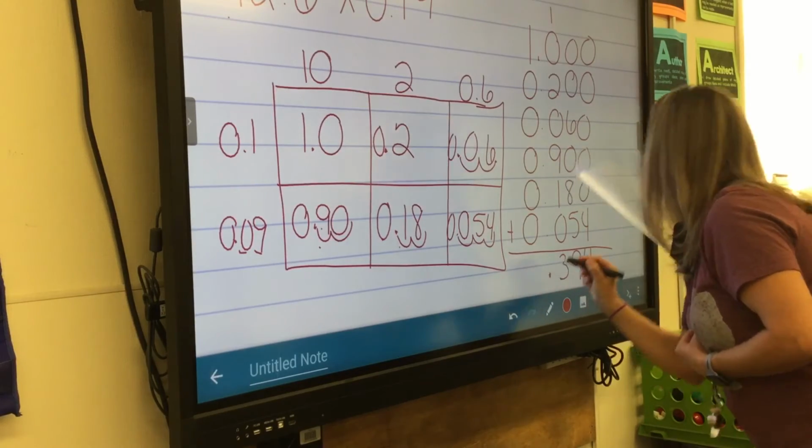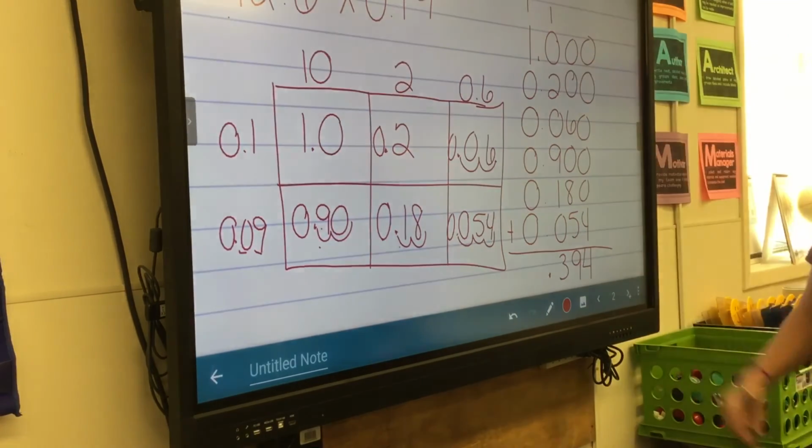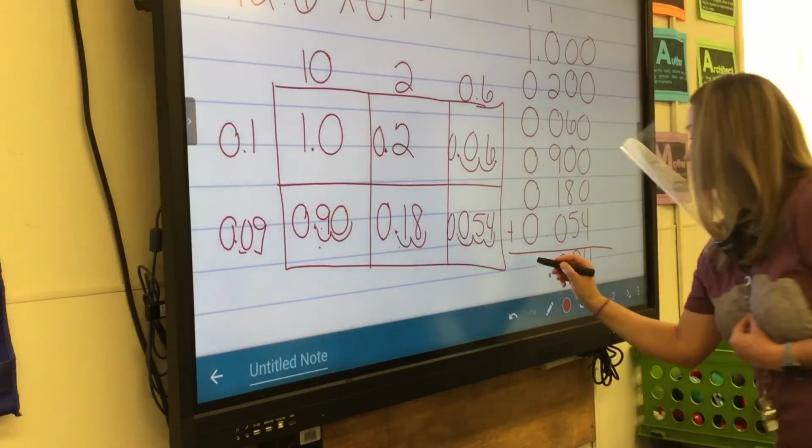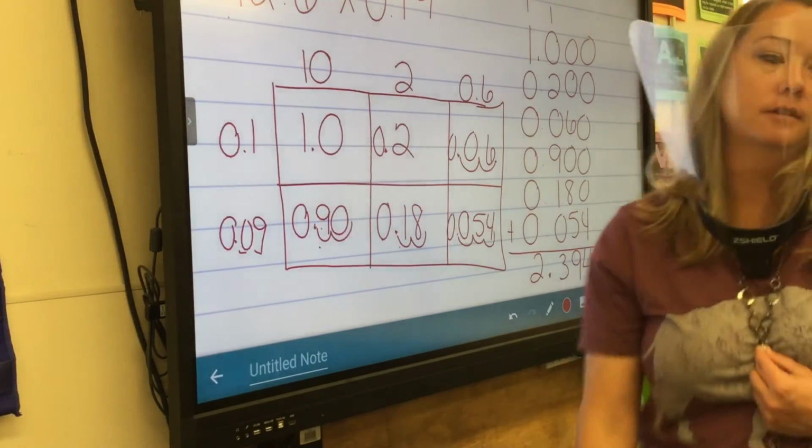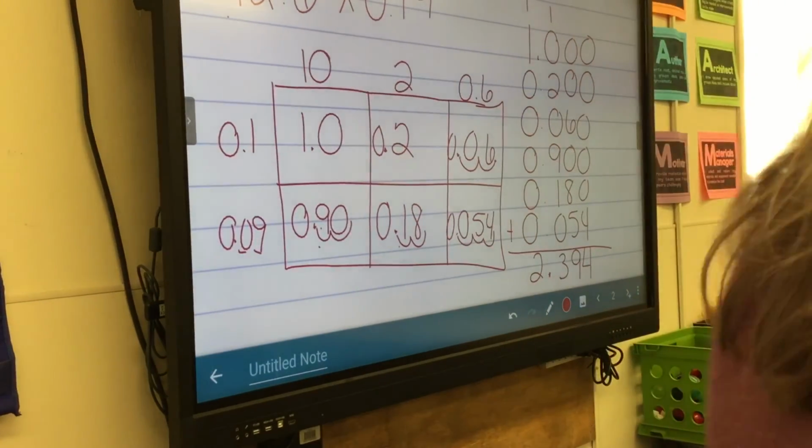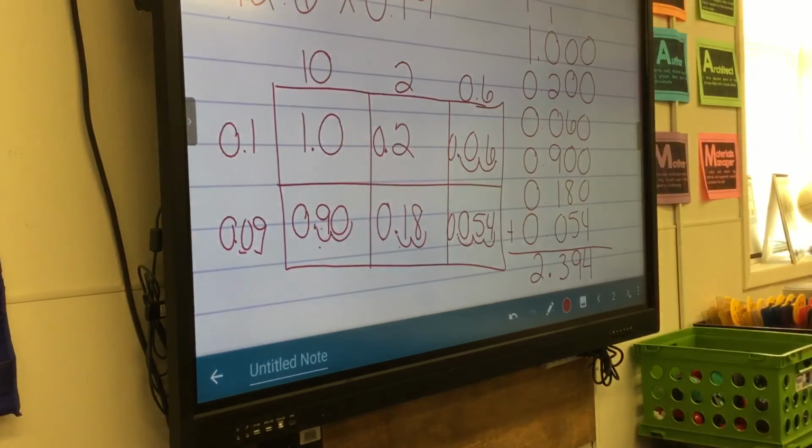Bring my decimal straight down to my problem. I'm going to regroup my 1. 2. Does that match my previous answer? Yes. It does. Questions, comments, concerns?